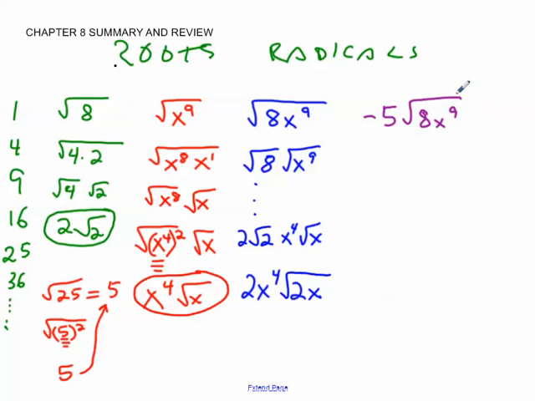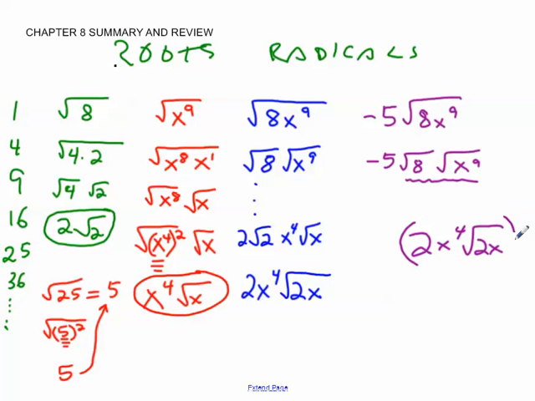Don't get so concerned about this, because all we're doing now is seeing what we can separate and conquer. I've got negative 5 times square root of 8 times square root of x to the 9th. And all this over here, we've simplified right here as 2x to the 4th square root of 2x. And this negative 5, by the way, all this stuff is multiplied by negative 5. So now we just make it prettier. Negative 5 times 2 is negative 10x to the 4th square root of 2x.